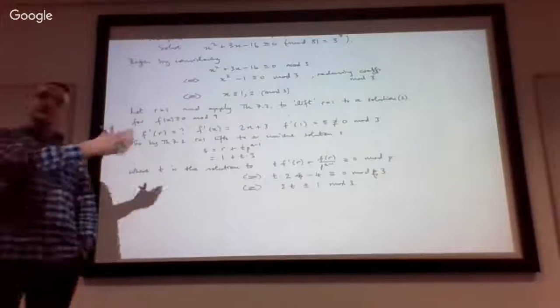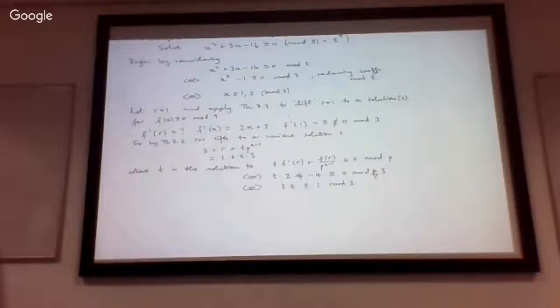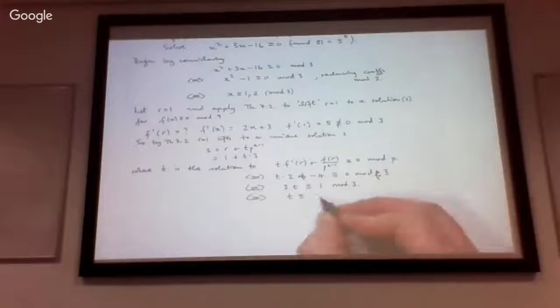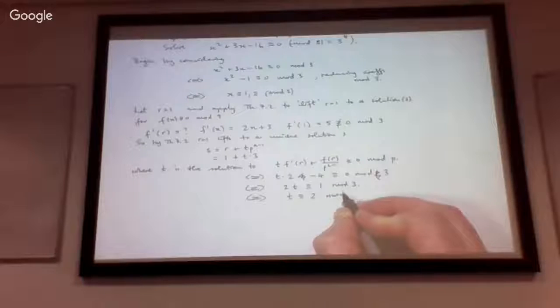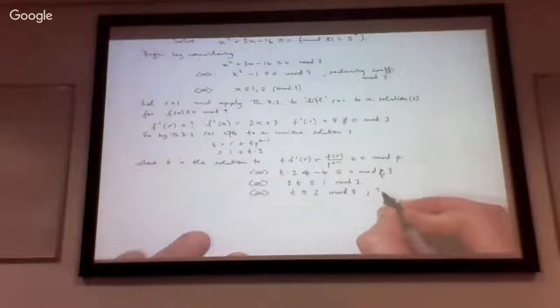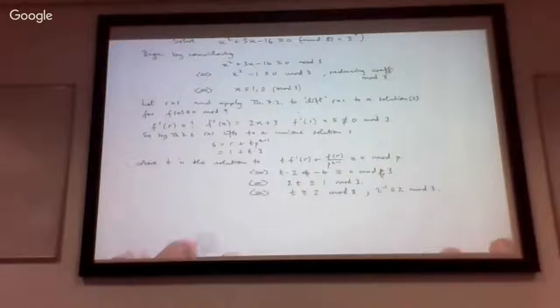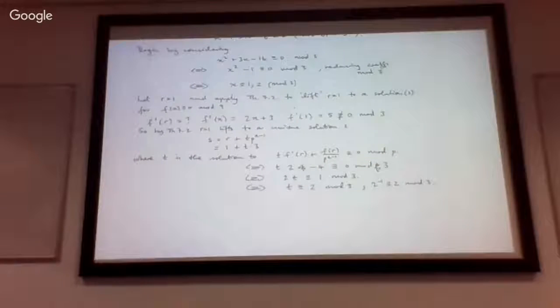So I need to multiply both sides by the inverse of 2. The inverse of 2 modulo 3 is 2 itself, because 2 times 2 is 4, which is congruent to 1 mod 3. So that's true if and only if t is congruent to 2 mod 3. Remember, 2 inverse is congruent to 2 mod 3. So t is equal to 2.